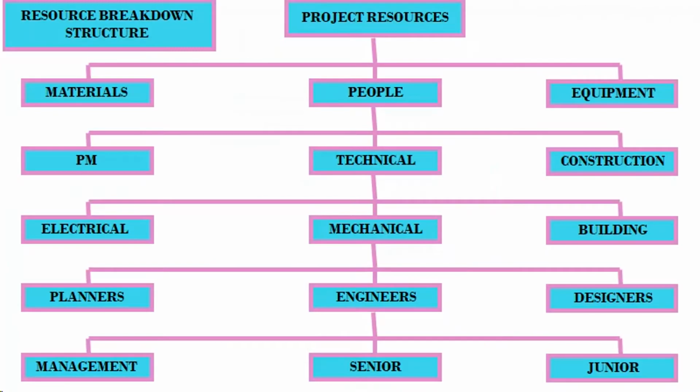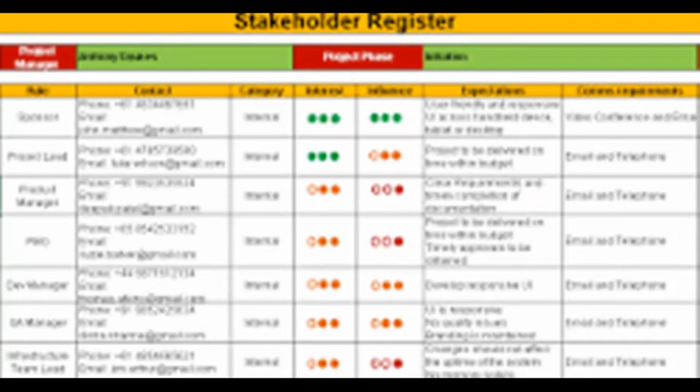The resource breakdown structure includes information on the composition of the team and may help to understand what knowledge is available as a group and what knowledge is missing to find the gap. The stakeholder register contains details about the identified stakeholders to help understand the knowledge they may have.